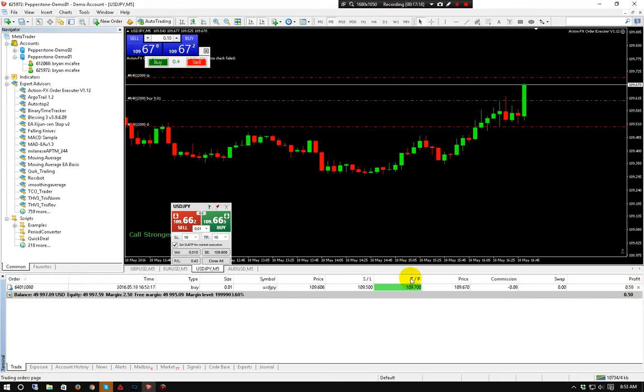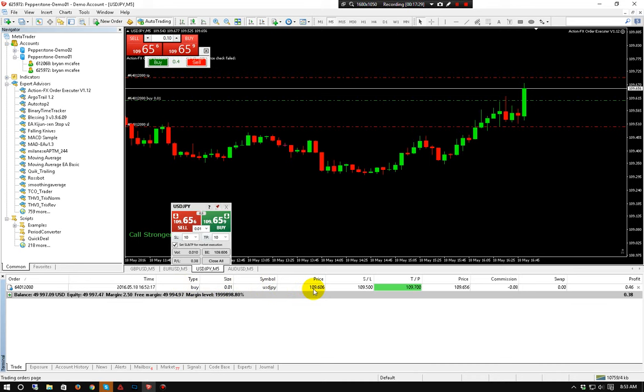You can see that, and we'll cover this. This is the order number. This is the time the trade was placed. It was a buy. This is the size, 0.01. This is the symbol, USD/JPY. This is the price that I got in at. My stop loss is 109.500, which is down here. My take profit's 109.700, which is up here. And this is the current price.